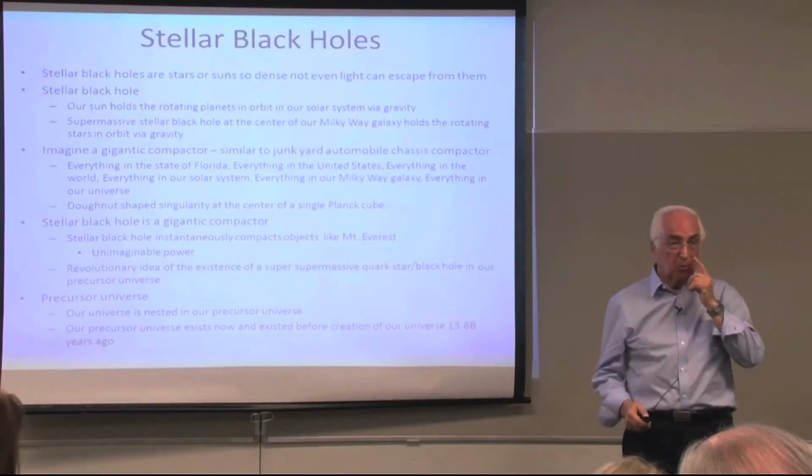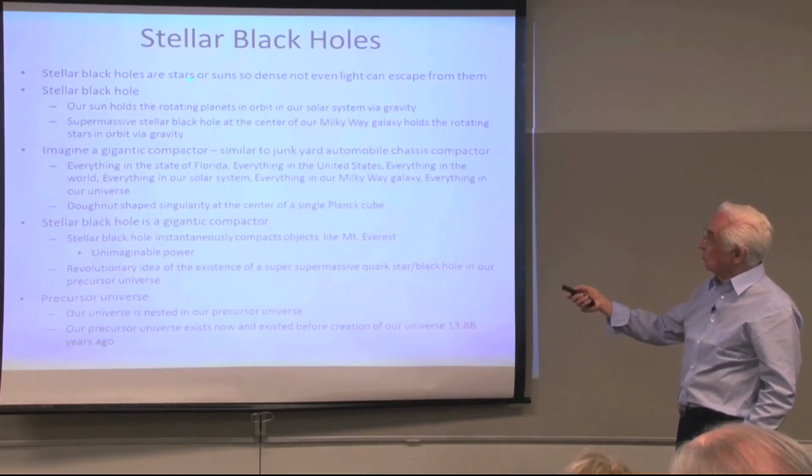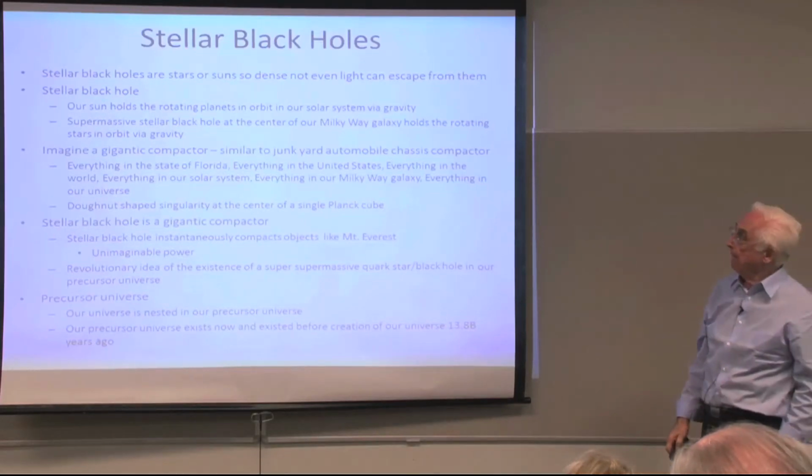Now, what are stellar black holes? The official definition is that a stellar black hole is a star or sun which is so dense that light cannot escape from it. A more practical definition is as follows. Just as our sun and its gravity holds the planets as they rotate about the sun, at the center of our Milky Way galaxy is a supermassive black hole, and it is its gravity that holds the 100 billion stars rotating about it in orbit about the center of the galaxy.